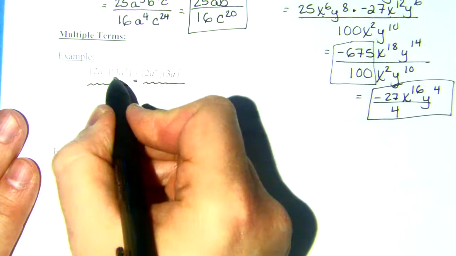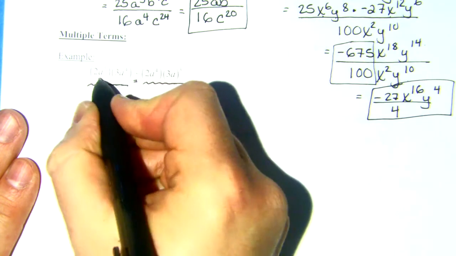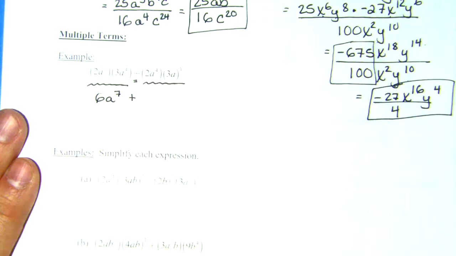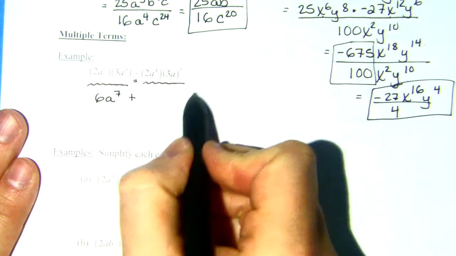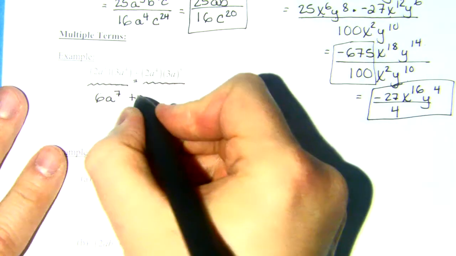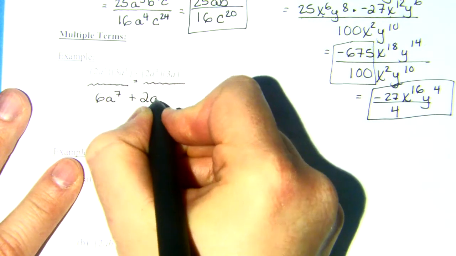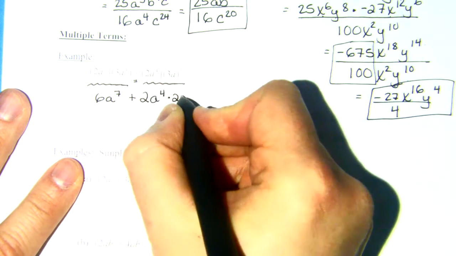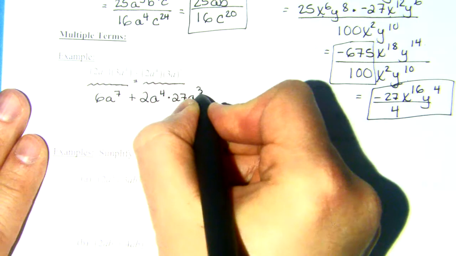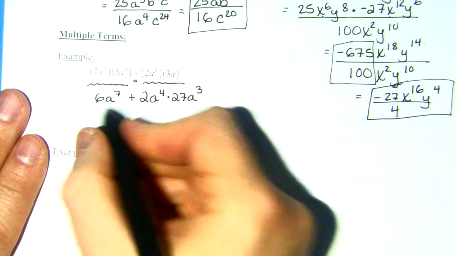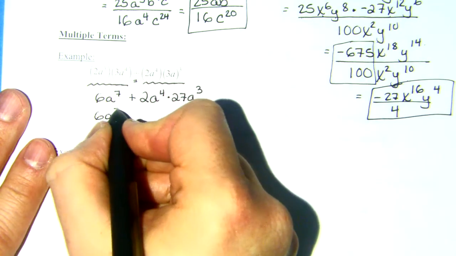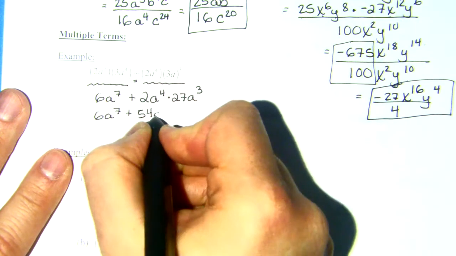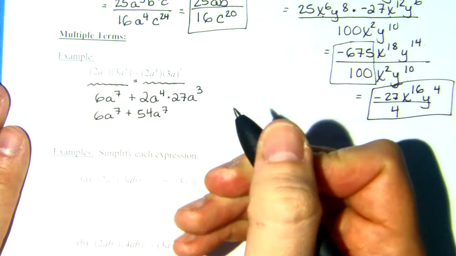Over here I can do 2 times 3 and get 6, a to the third times a to the fourth, and get a to the seventh. I'll write that plus in between them. As for the second term, it's going to take me 2 steps to do this. I'm going to say 2a to the fourth times 3 cubed is 27 a to the third. Cleaning that up a little bit more, I get 6a to the seventh plus 2 times 27 is 54 a to the seventh.